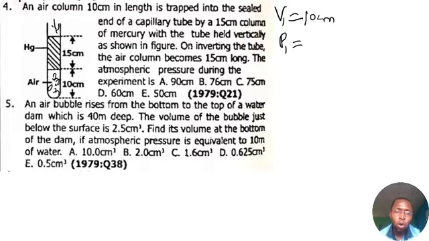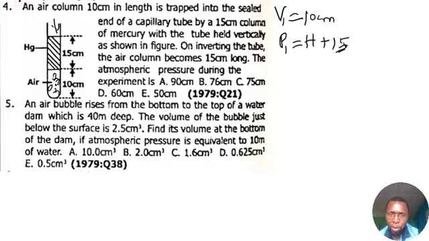So there are two things exerting pressure on this air: the atmospheric pressure and the mercury pressure. So the initial pressure will be atmospheric pressure, let's take it as H, plus the mercury pressure, which is 15. This is the pressure that is acting on this air when the tube is facing up.